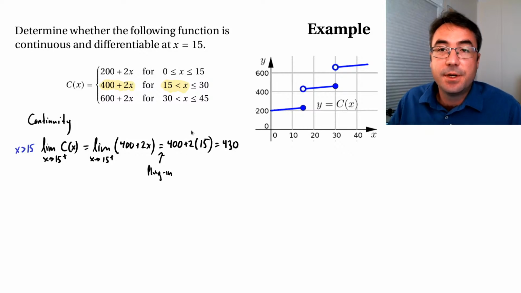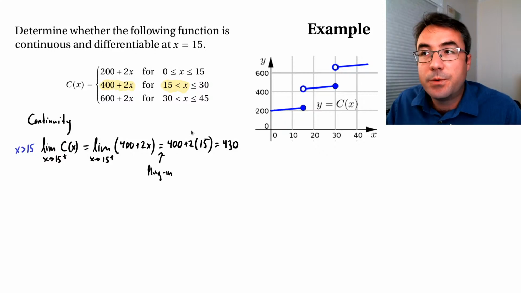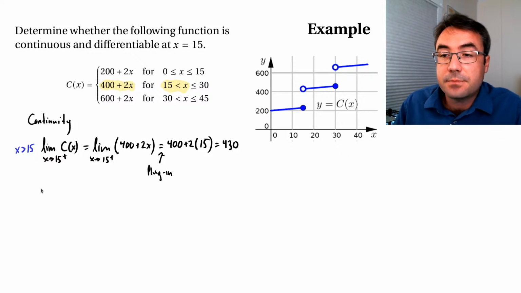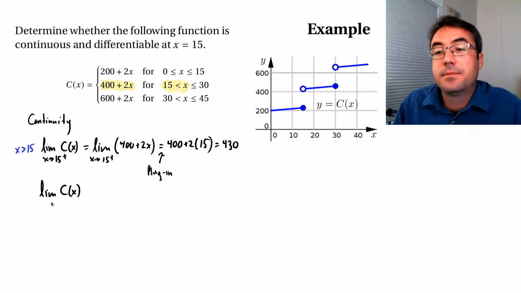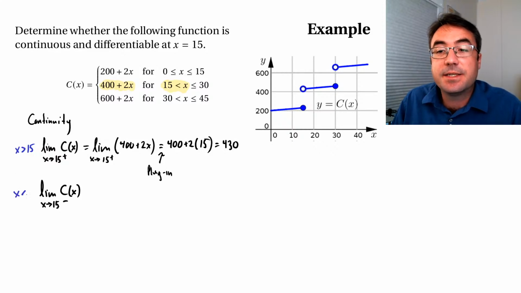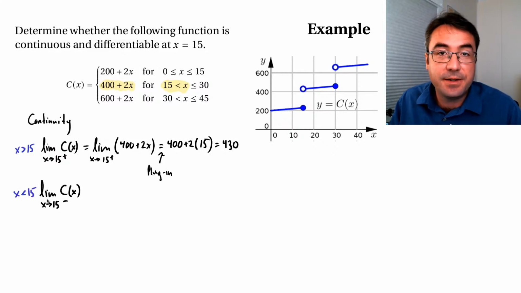So these are just the beginning steps for what we would do if we were trying to show that a piecewise function is continuous. We'd also need to check the left-hand limit. So we're going to approach 15 now from the left, and that's where x is going to be less than 15.